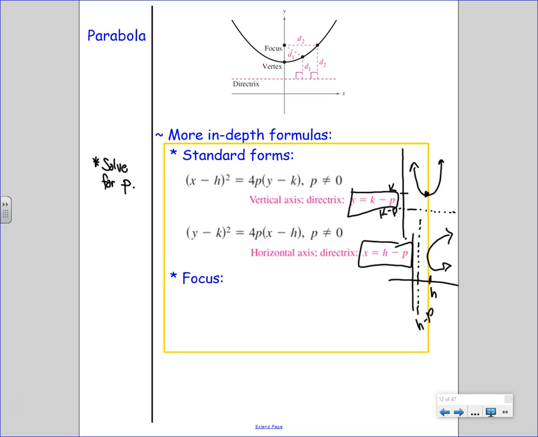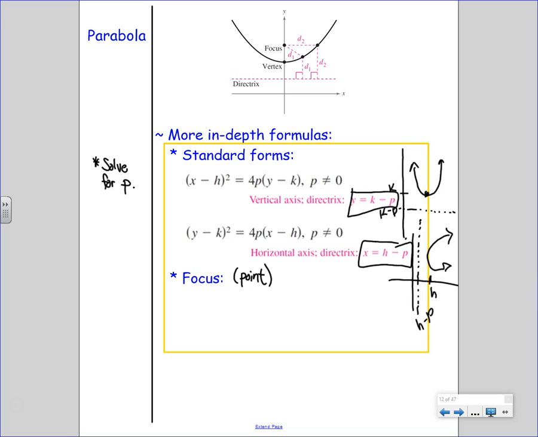And if I have an up-down, it's going to be a y equals line. And if I have a right-left, it's going to be an x equals line. Okay. All that to say, what about the focus? Directrix is a line, y equals a number, x equals a number. Focus is a point. Directrix is a line, focus is a point.